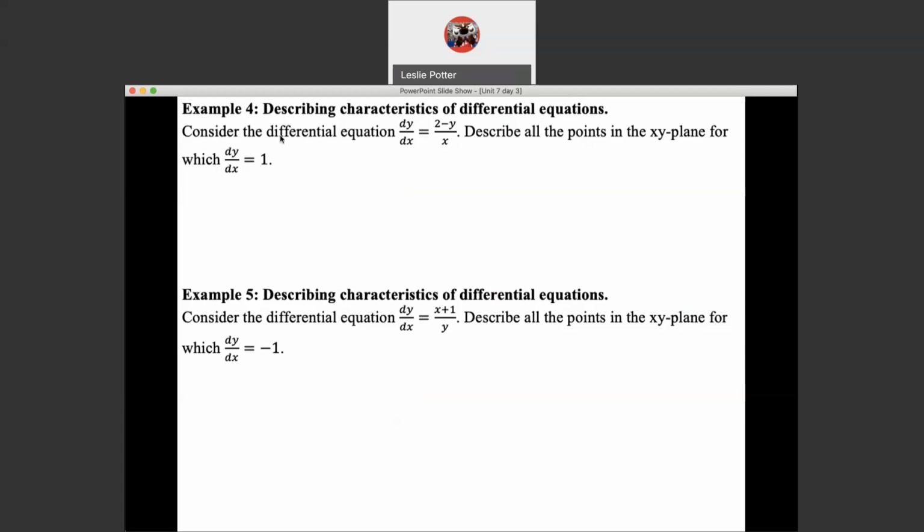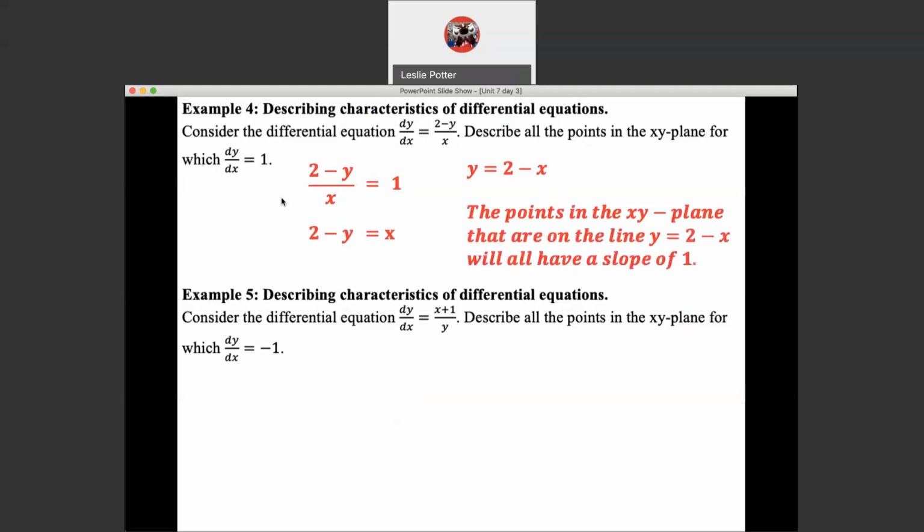So how do we describe this when we don't have a slope field? Well, we have a differential equation, which is nothing more than a slope equation. We have a slope value. We're going to set them equal to each other, and we're going to solve. So I'm going to go ahead and multiply each side by x, and I'm going to solve for y. So add y to both sides, subtract x from both sides. We get y equals 2 - x. So if I am on this line on my slope field, I'm going to have a slope of 1.